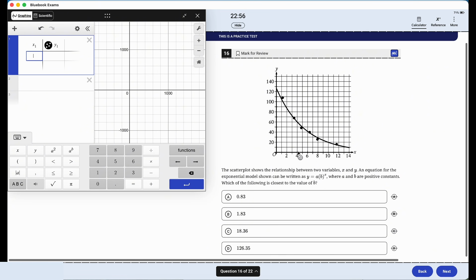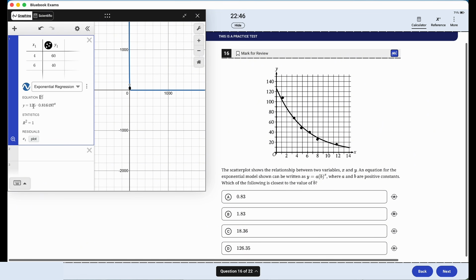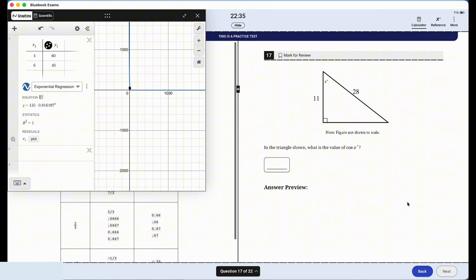I think here, let me find 2 nice points. It looks like 460 and it looks like 640, right? So 460, 640, and I just hit my regression button. Change it to an exponential regression, and you see this is exactly in that form that they want, a times b to the x. And so this is the b value, right? It's 0.81. So closest, right, is going to be 0.83.